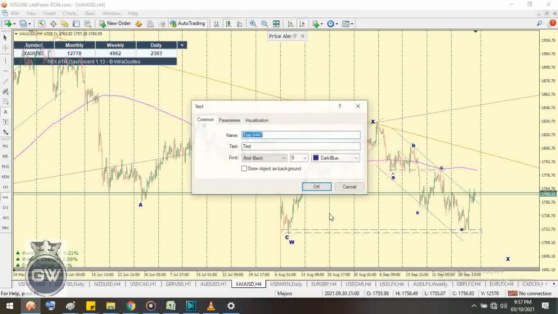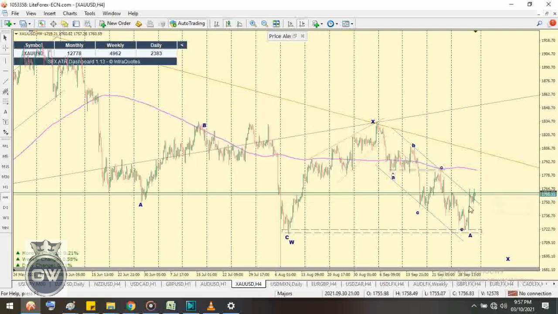What I'm expecting to see here, I'll just go put that. I'm expecting to see a 3-wave correction, a 3-wave move here. So I'm expecting to see something of this nature. No matter how small, it should fit.